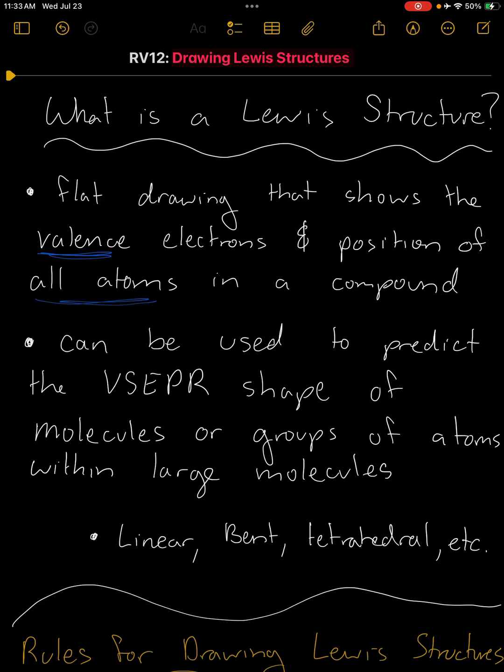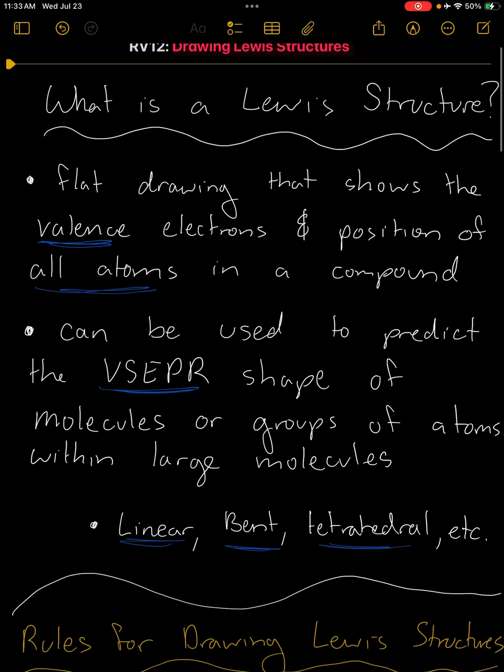The reason that we draw them is because we can use Lewis structures to predict the shape of molecules, which is called VSEPR, which I'll go over in a different video. And it allows us to predict not only the shape of an overall molecule, but the shape of different groups of atoms if that molecule happens to be large. Shape names that you may have heard of before: linear, bent, tetrahedral, trigonal planar, all of those fun stuff. And the reason that the shape in and of itself is important is because it allows us to predict bonding patterns and how certain molecules will interact with other molecules. And you'll get the opportunity to predict some of those things going forward.